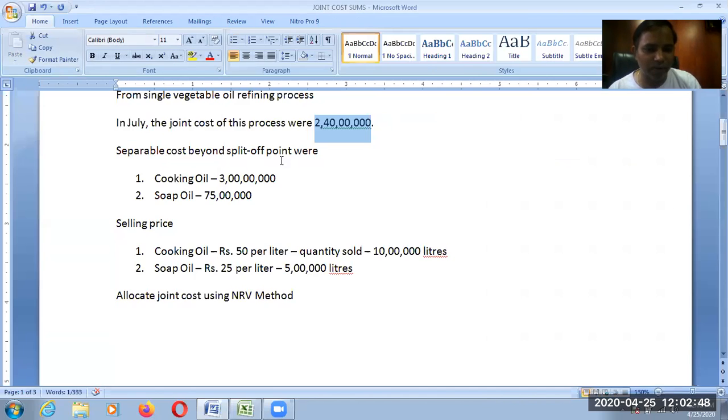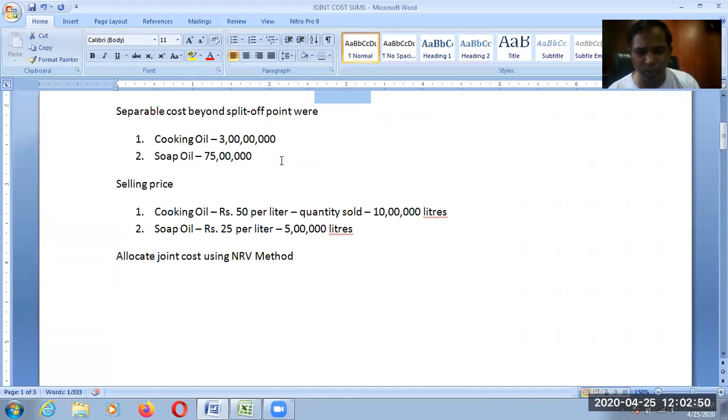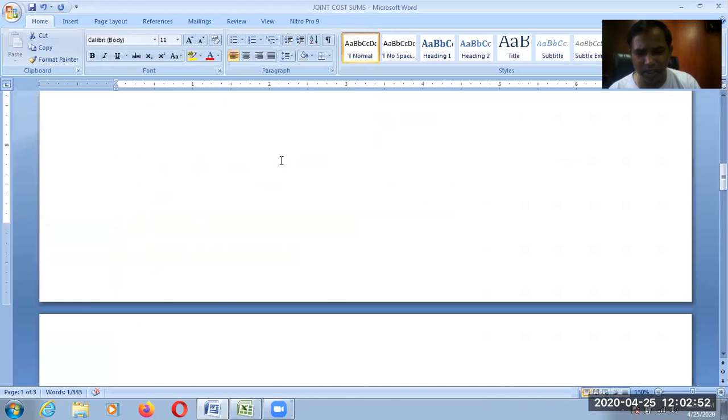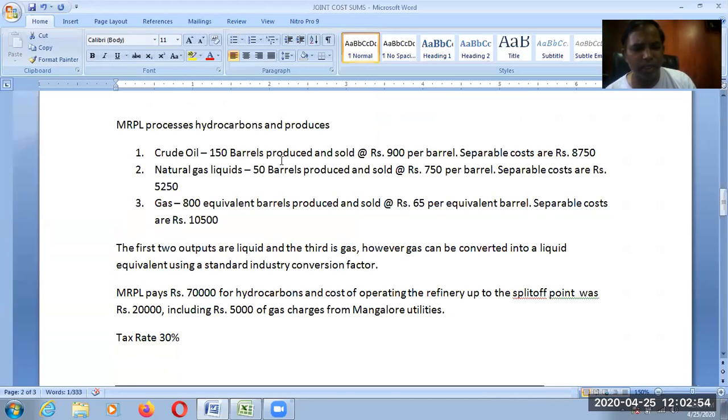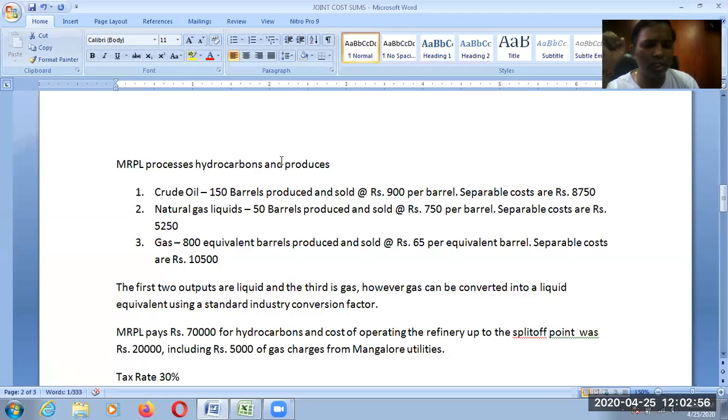Now I have another sum to share with you. We'll go a little bit faster. It will explain how to calculate the sums on the basis of physical measures as well as the NRV method. NRV, we are very much clear now, I hope so. And we are moving on to physical measures.